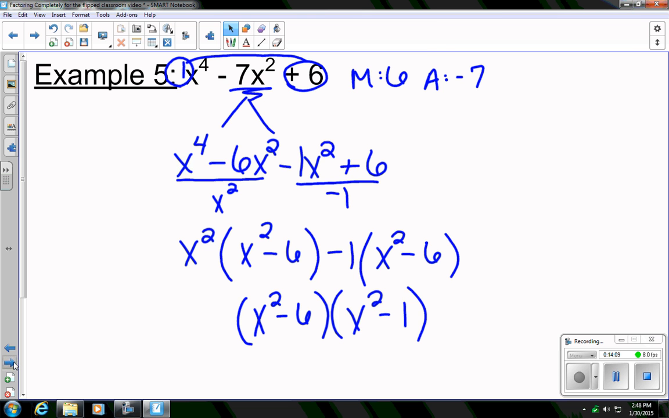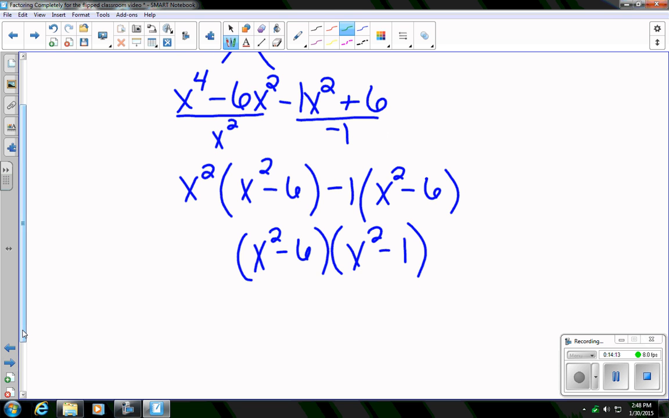It's actually going to be our second one, x squared minus 1, and we're going to use DOTS, or difference of two perfect squares. You can't use difference of two perfect squares on the first parentheses because 6 is not a perfect square. If you try to take the square root of 6, you'll get a decimal. So I just rewrote that because it's going to be part of our answer, but we're not going to do anything with it.